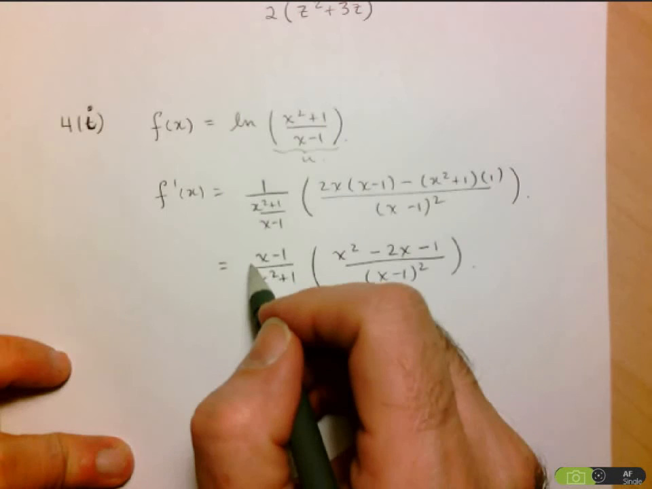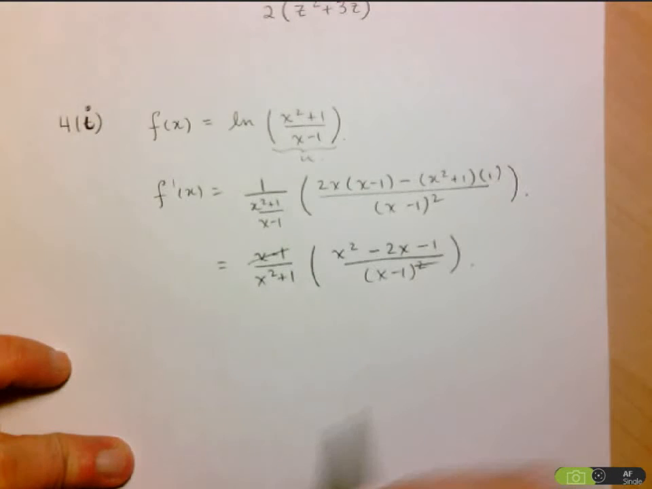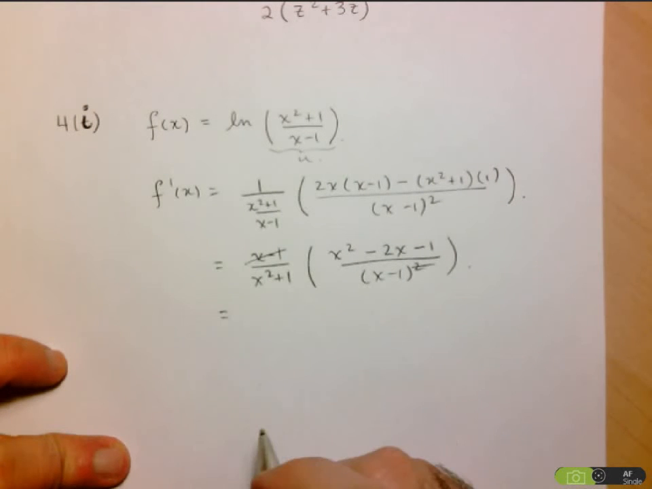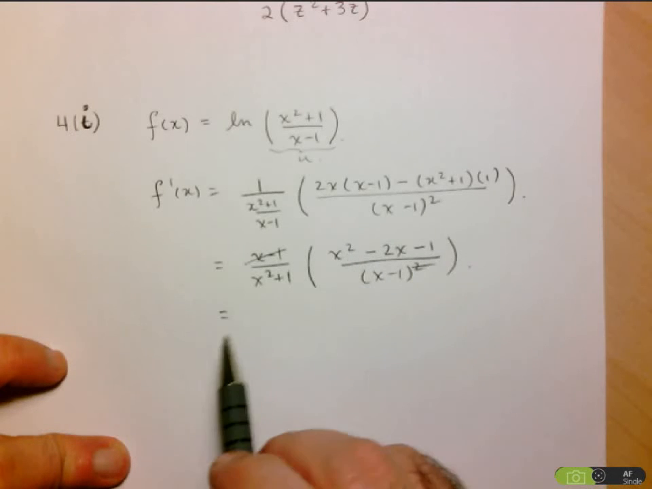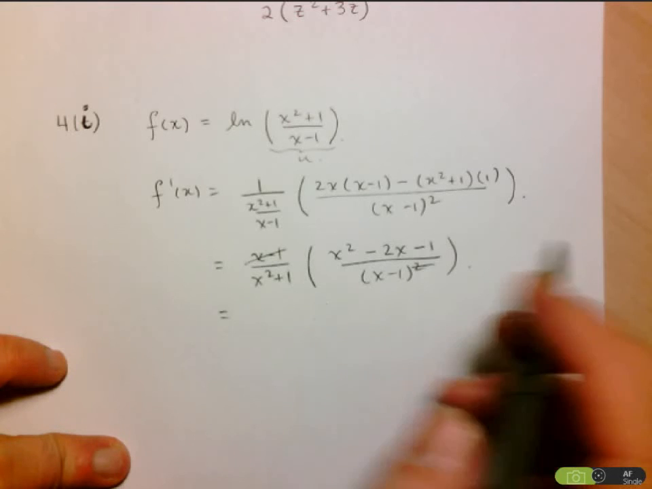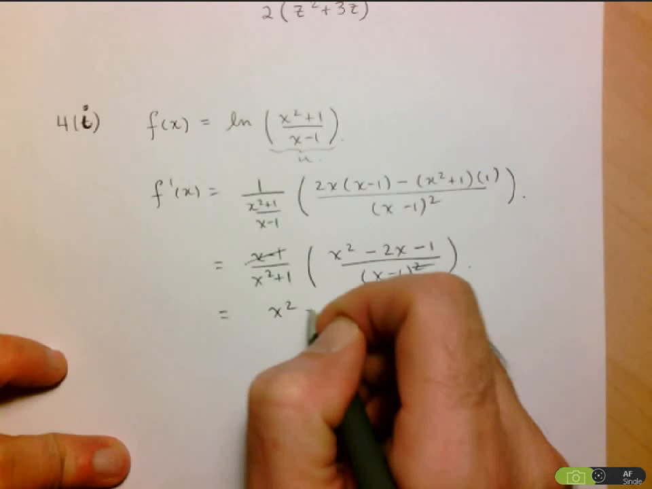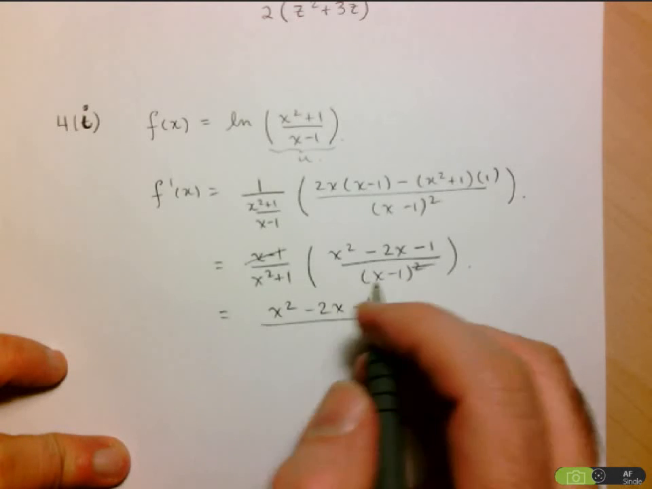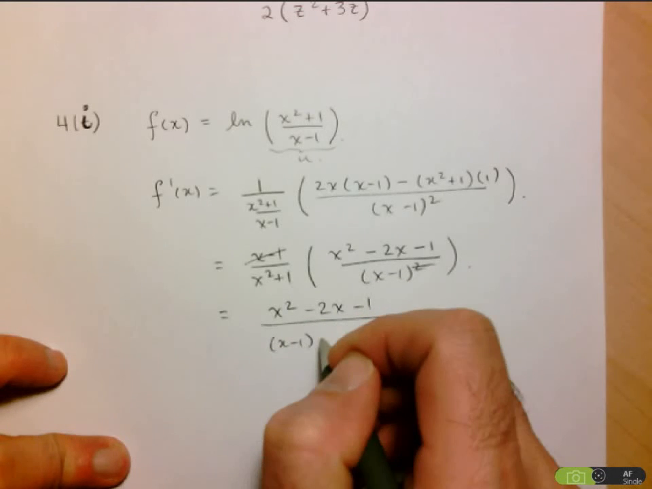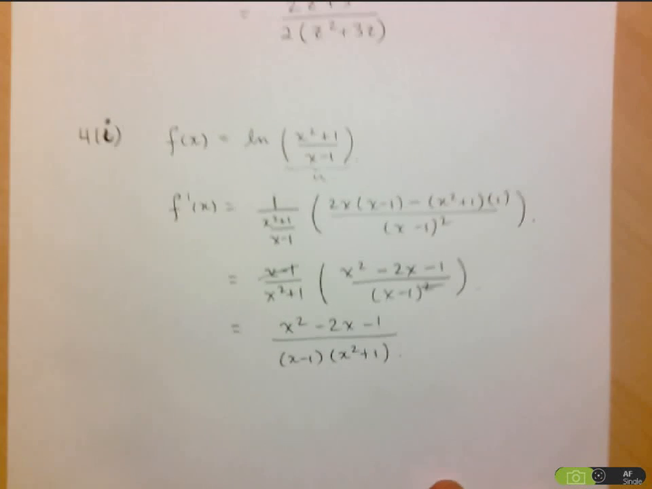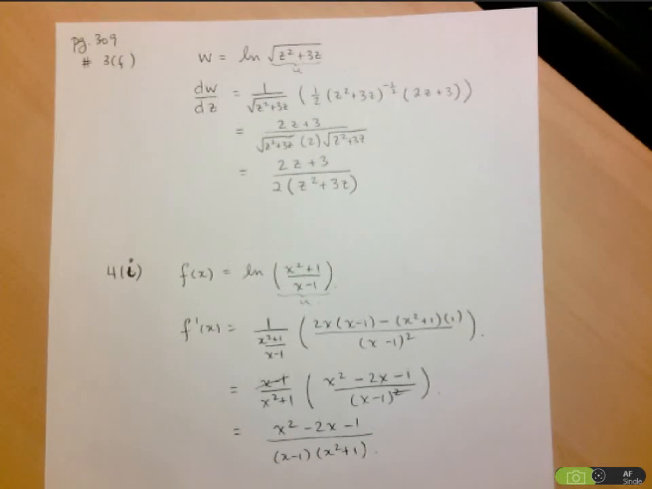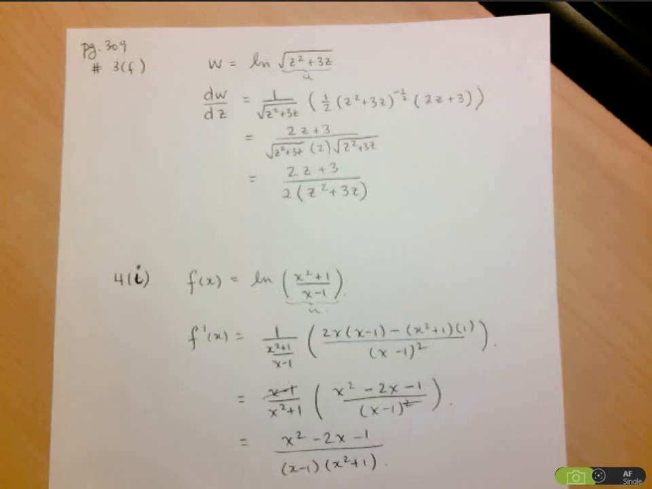Here this x minus 1 will cancel out with one of those x minus 1s. It looks like we can go further, but this is not factorable, so actually we can't go further. This is as far as we can go. So we've got x squared minus 2x minus 1 all over (x minus 1) times (x squared plus 1), and there's our derivative. Again, just using all the same methods and tricks as we had in the past, just with these new logarithmic functions. I'll just pan out here so that you can see the full solutions. Okay, that's it.